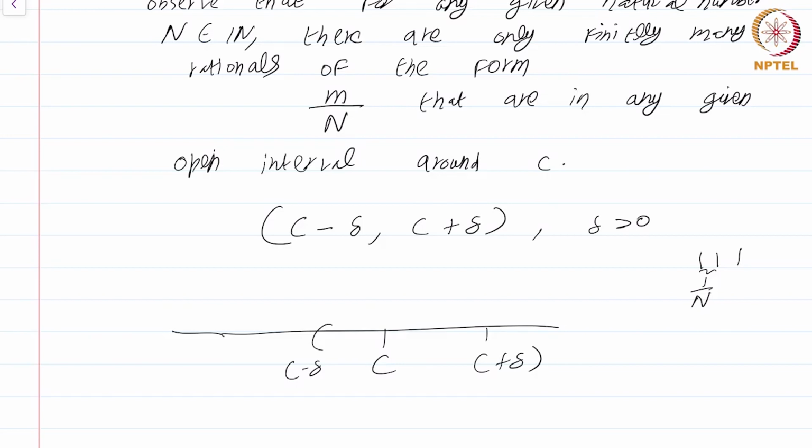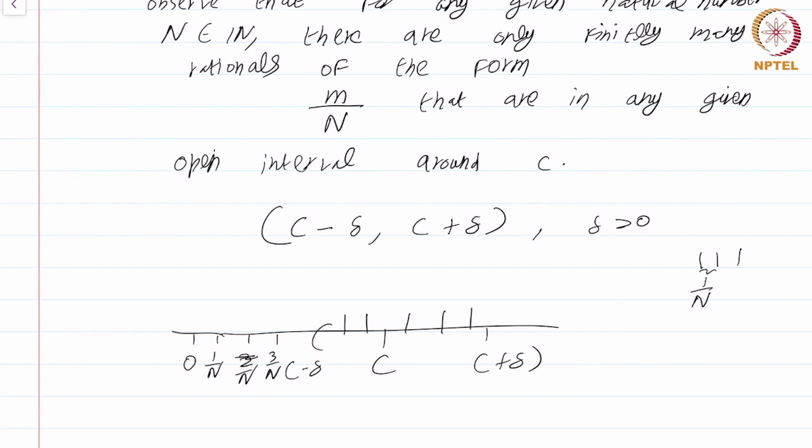Okay, imagine you have put a ruler on the real line, with markings separated by 1 by n. So if the origin is here, you have 1 by n, you have 2 by n, you have 3 by n, and so on. It's obvious that only finitely many such markings will be contained in (C minus delta, C plus delta). That's obvious.